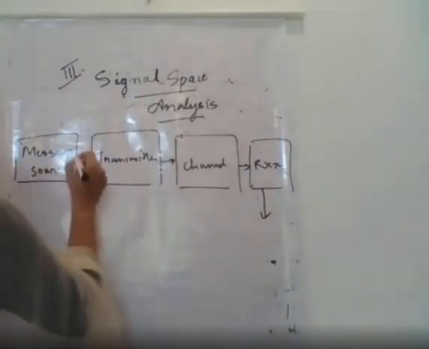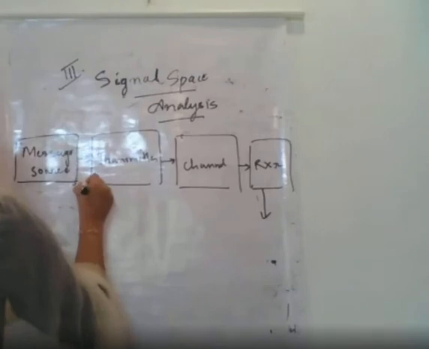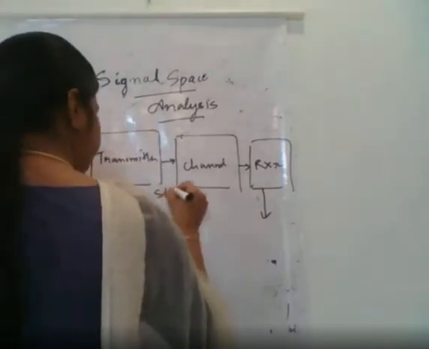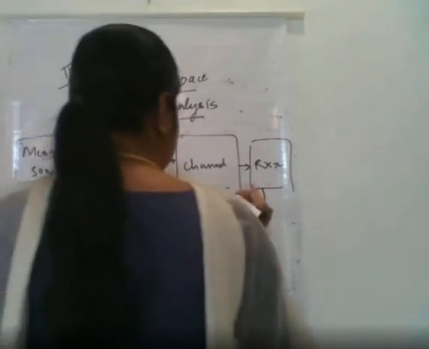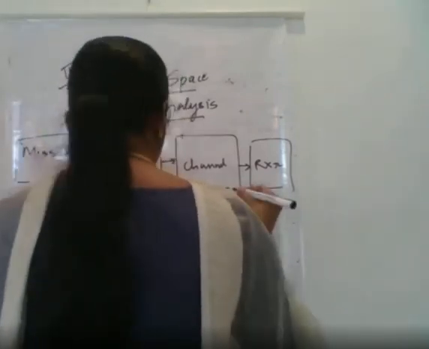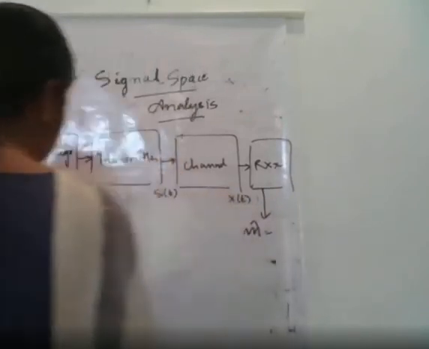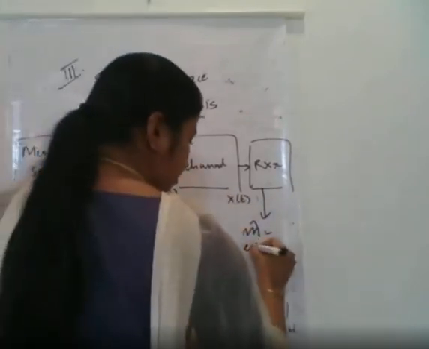The output of the message source is Mi. The output of the transmitter is Si of t. The output of the channel is X of t. And the output of the receiver is nothing but M cap, which is the estimate of this Mi.